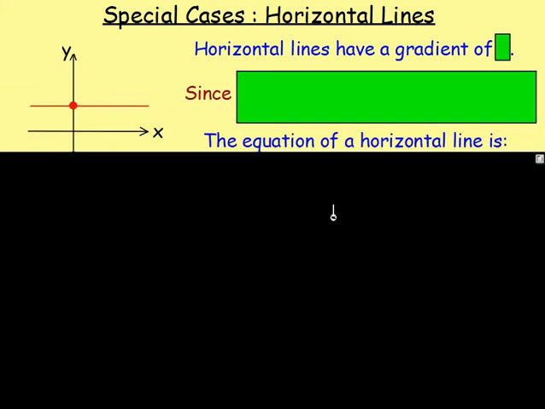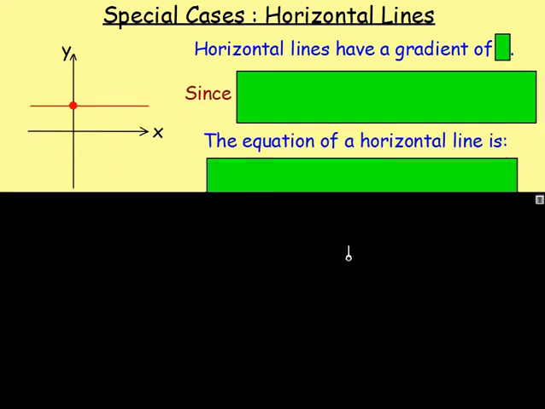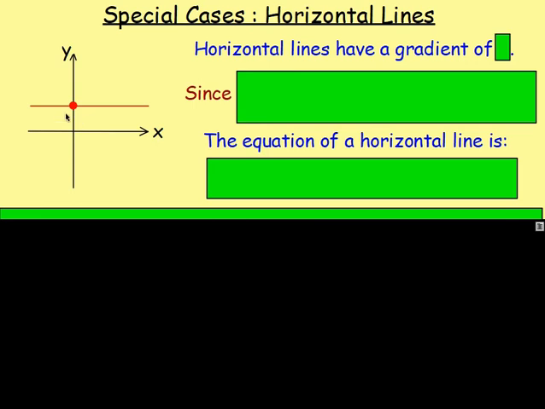Another special case. Let's say we're just looking at horizontal lines. If you imagine a horizontal line, look at something like this. You can see this horizontal line, it is parallel to your x-axis, it is perfectly flat. Again, if you're out in a boat at sea and you look away off into the distance, you will see the horizon. It's the line that is perfectly flat in the distance.